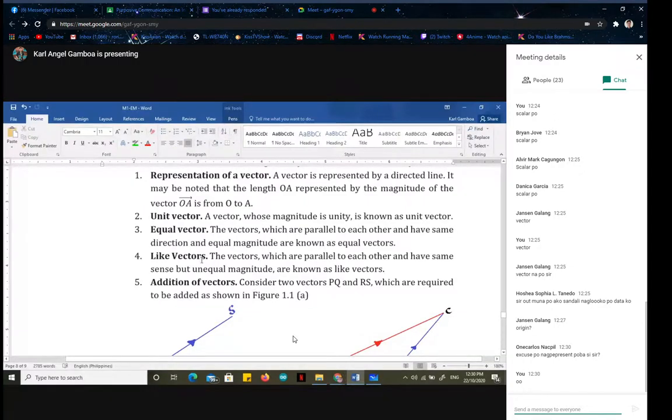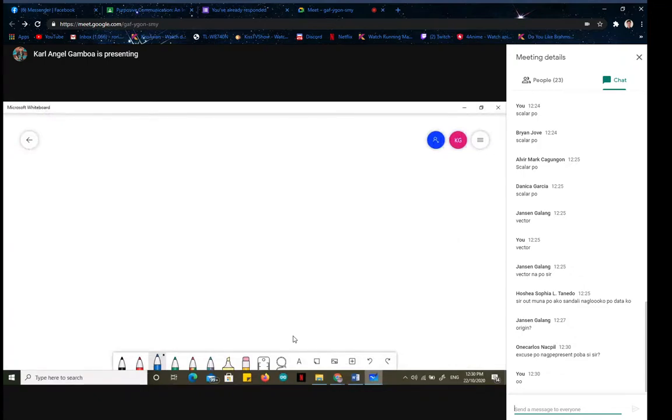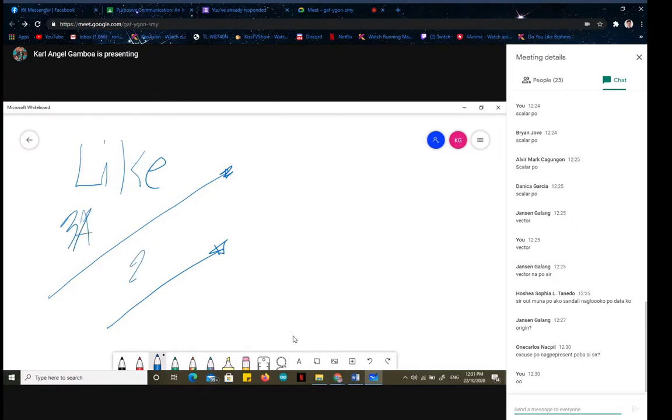So, we have now like vectors. Unlike equal vectors, these are also parallel and have the same sense but are unequal in magnitude. So it says here that for like vectors, they are parallel but don't bear the same magnitude. They are called like. They have the same direction, but different magnitude. For example, this vector A has a value of 3A, and here it could be 2B.